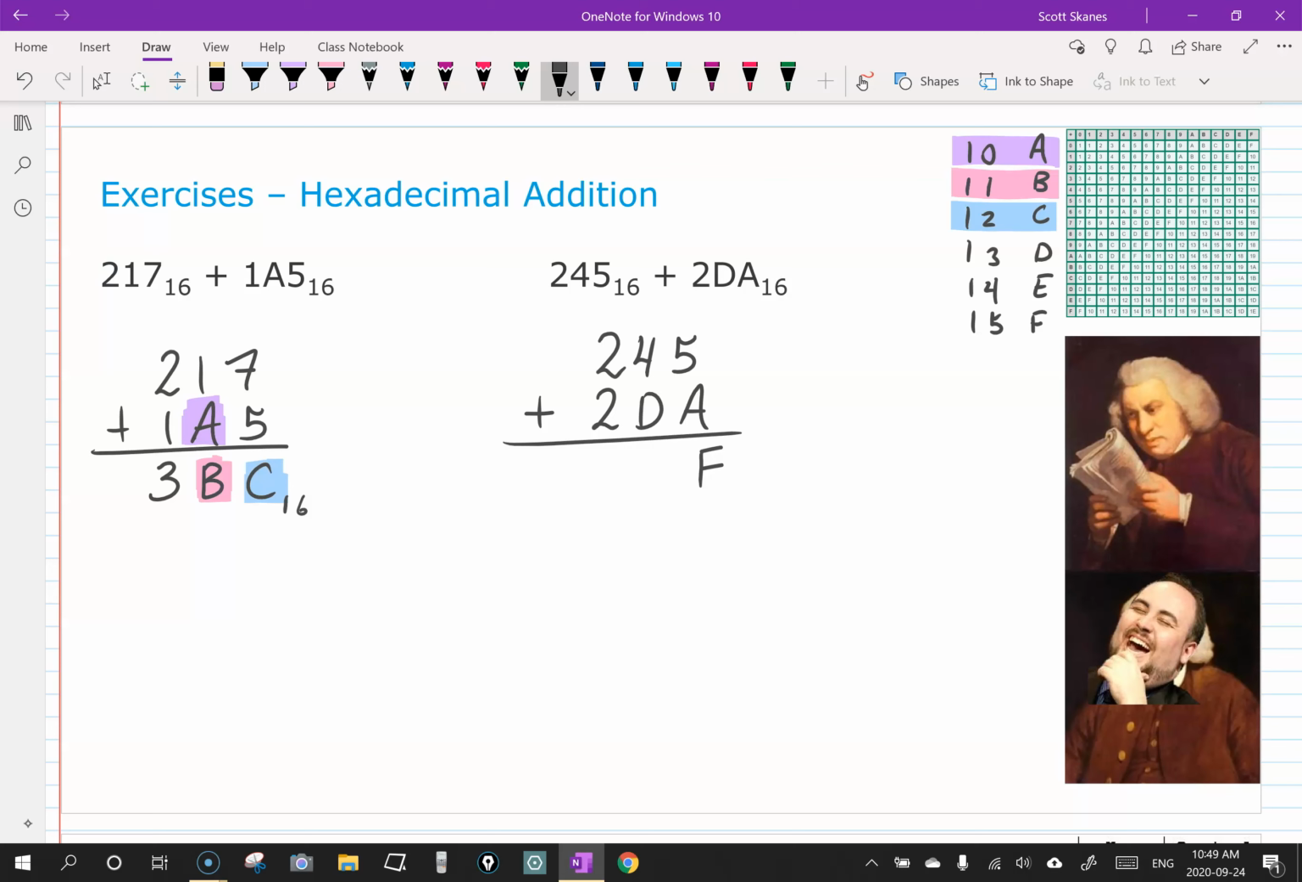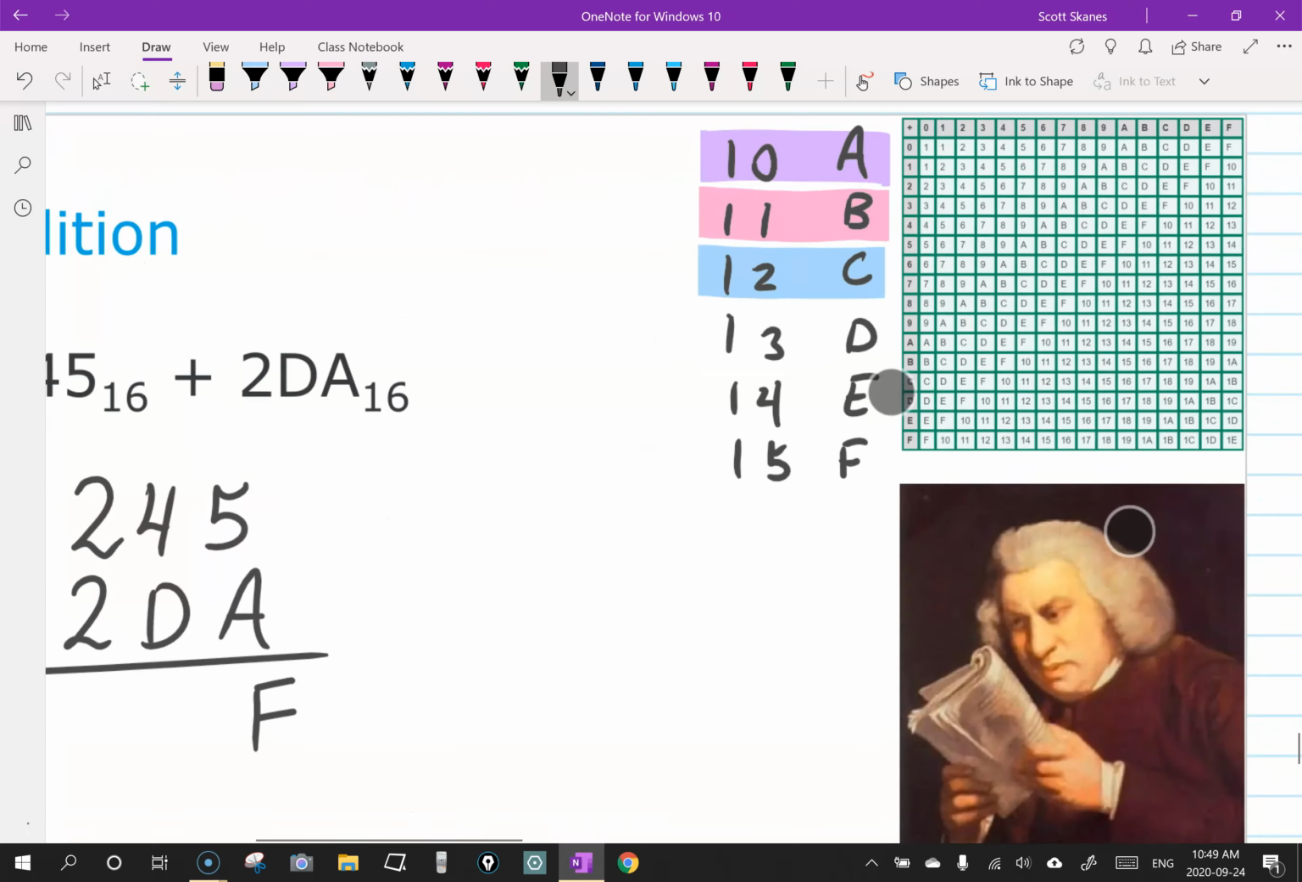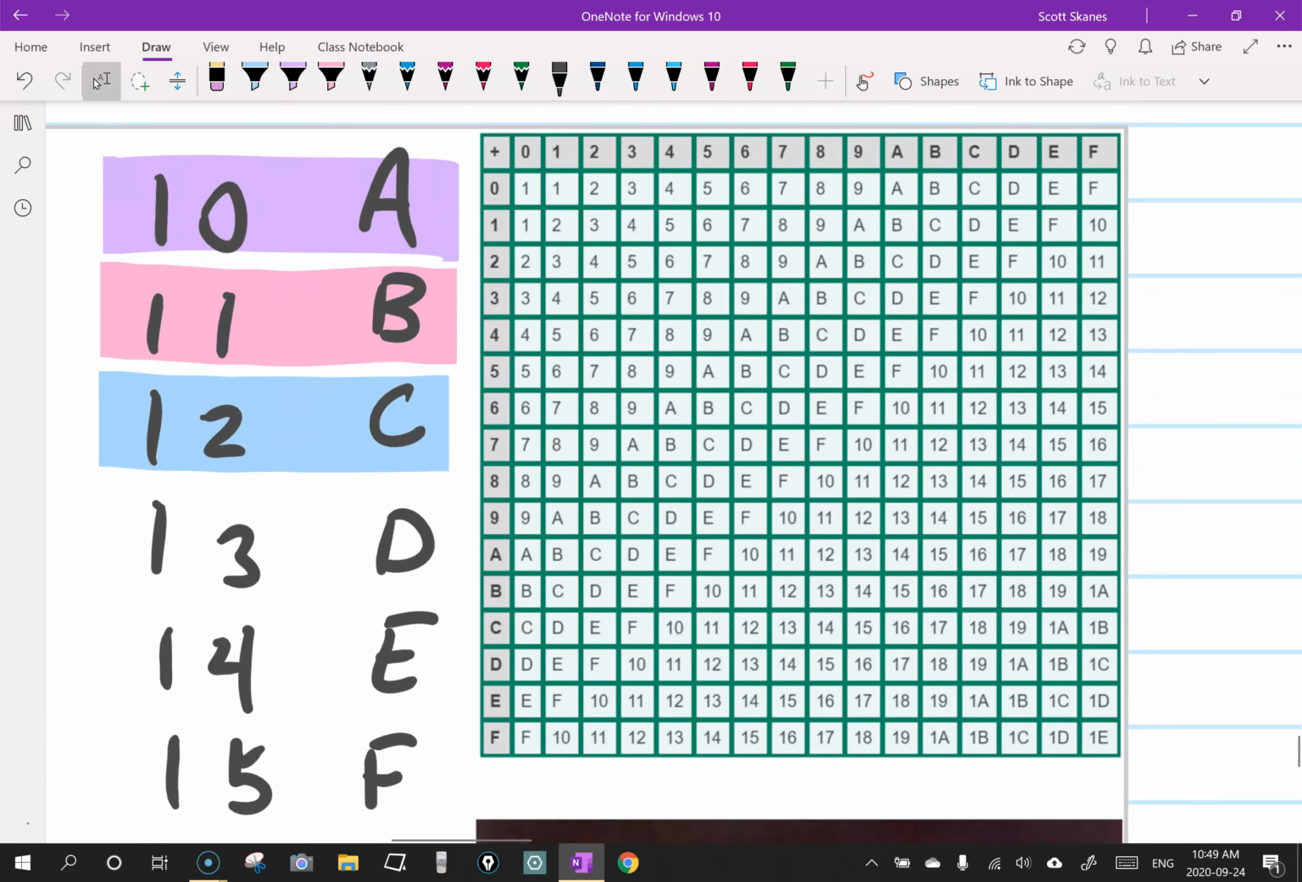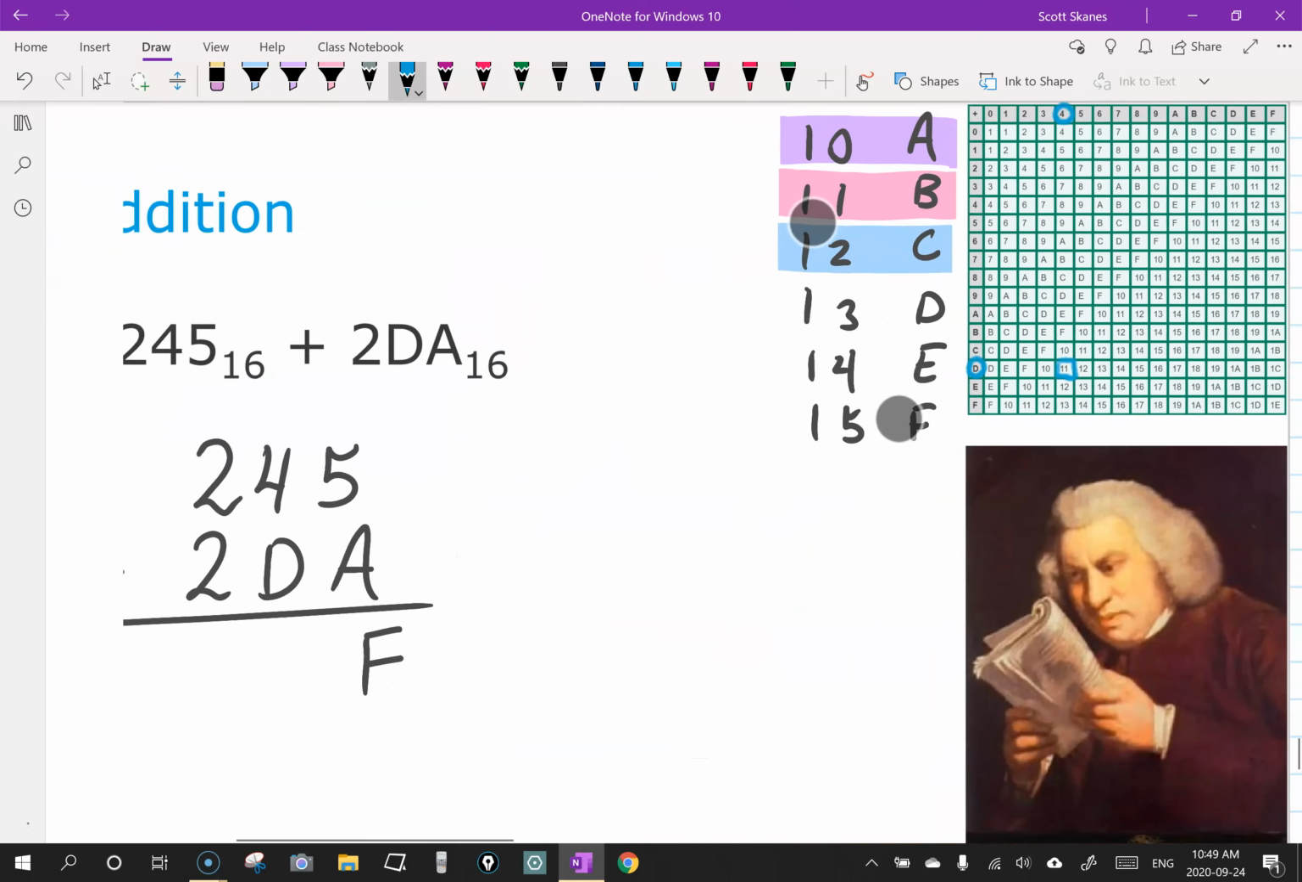4 plus D, that's 4 plus 13. 4 plus 13 is 17. Well, we can't write 17. 17 in decimal is actually, let me think now, 15, 2 more than 15, so 2 more than F, which is 1, 1 in hexadecimal. Or go 4 plus D in your table. I know it's very small for you, but 4 plus D gives us 1, 1. And so our answer is 1, 1.